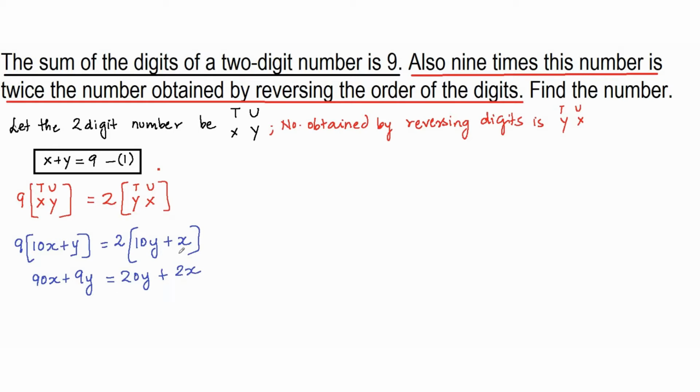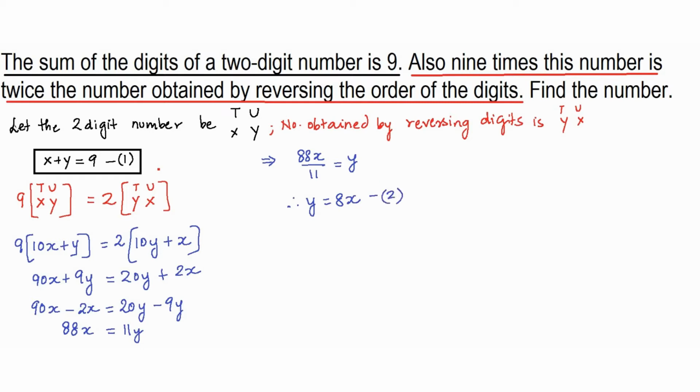Let us now shuffle the equations. So 2x will come to the left side for subtraction, which means 90x minus 2x is equal to 20y minus 9y. Excuse me, it should have been 90x minus 2x, not 2y. So 90x minus 2x is equal to 20y minus 9y, which means 88x is equal to 11y. And this implies 88x divided by 11 is equal to y. And therefore, y is equal to 8x. This is my second equation.